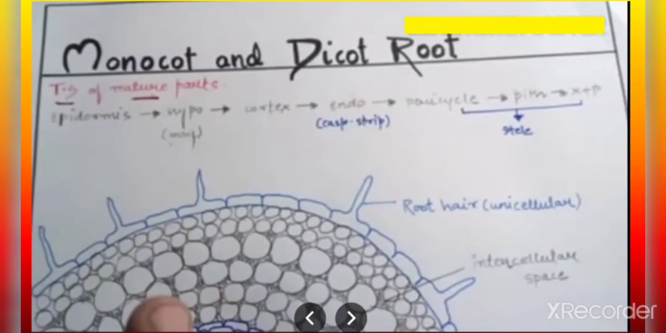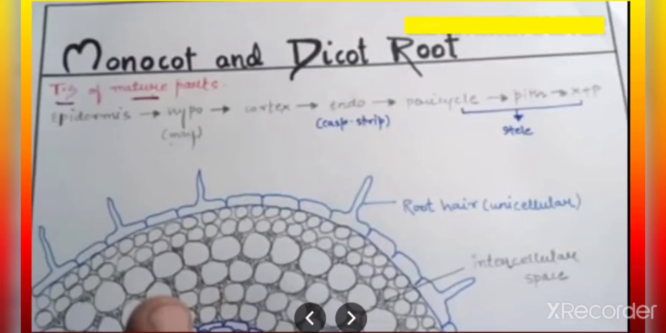Okay, so now we come to the monocot and the dicot root, which is the last part of the chapter. Now, in the beginning, a small little hand-drawn diagram has been given. Let us study it in the form of a flow chart. Why did I draw this flow chart? Just to give you an idea that you can remember all these things in this particular manner.